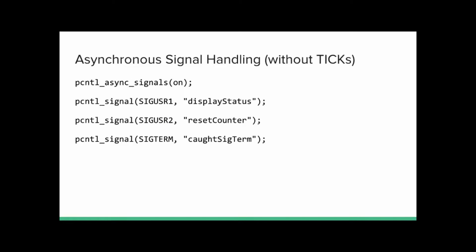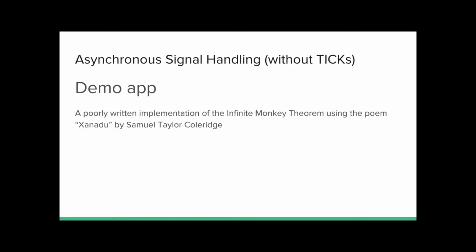Somewhere in our code, we turn signaling on, and then we set our signals. In this case, I'm handling USR1, USR2, and TERM. I'm attaching those signals. I'll ignore any other signals that come, like SIGHUP, which will not be handled. But on those three, I'm saying if one of those comes in, run the appropriate function.